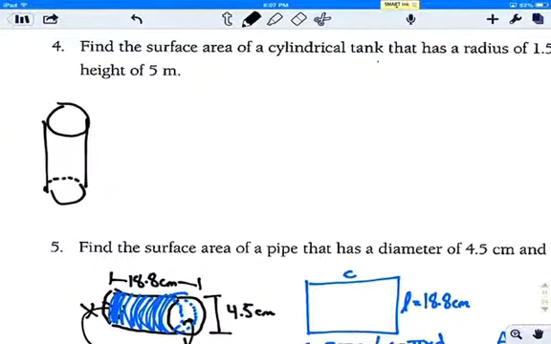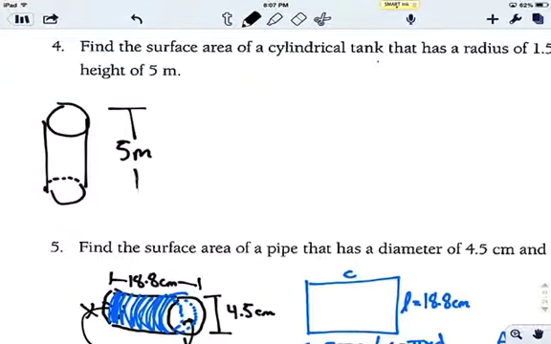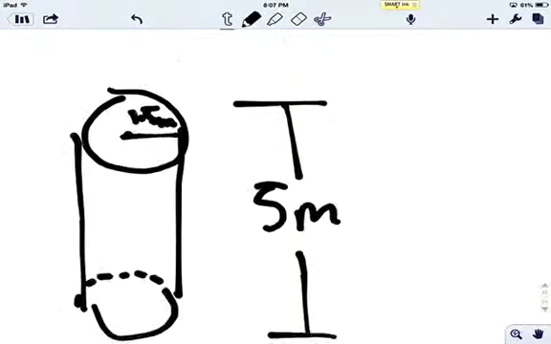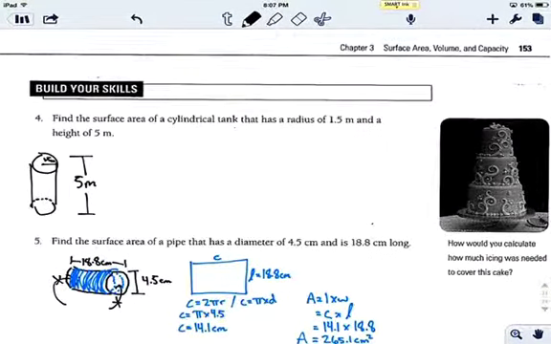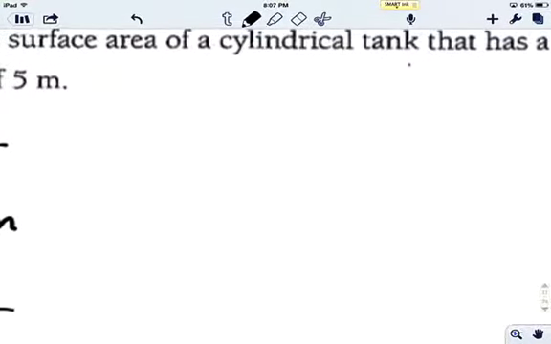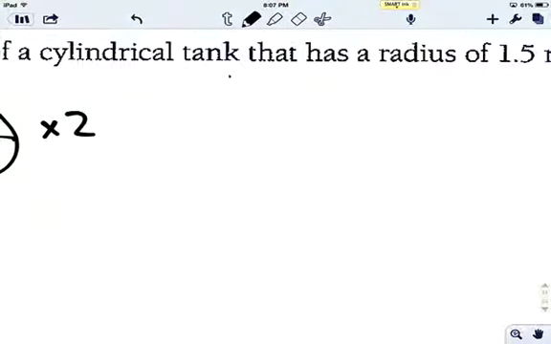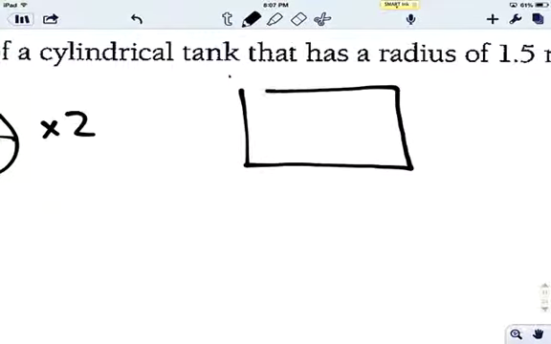Okay, so the cylinder height here is 5 meters. So that's the height of my cylinder, and the radius, it says, is 1.5. So let's draw a radius here at 1.5 meters. So what we can see is we have a circle that looks like this, the radius of 1.5, and there's two of them, so we're going to eventually have to times it by 2. And we have a middle piece of that cylinder that looks like this, where this is the circumference around the circle, and we have the height of the cylinder, which is 5 meters.